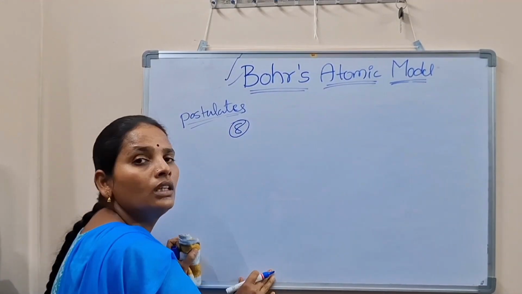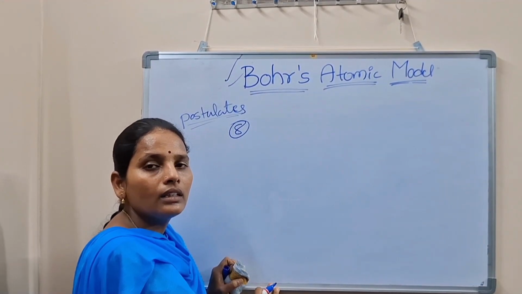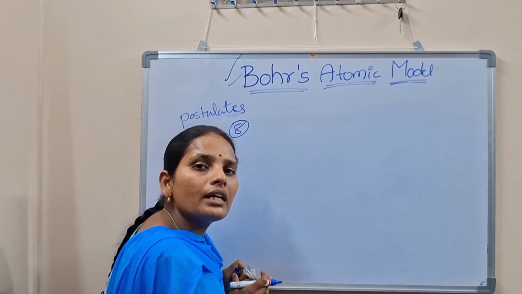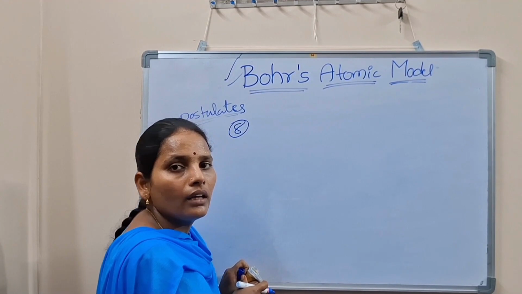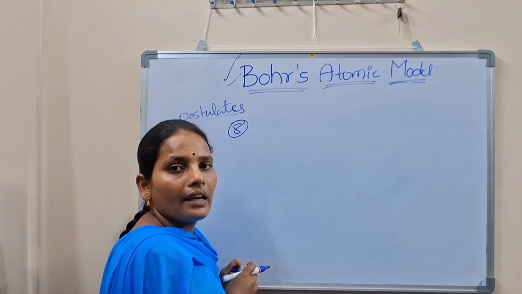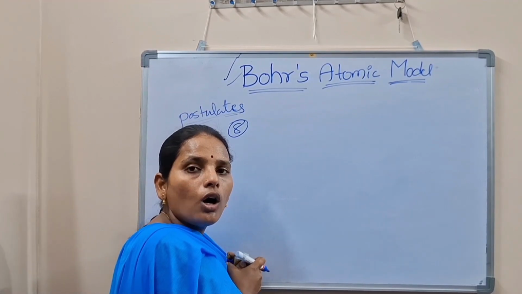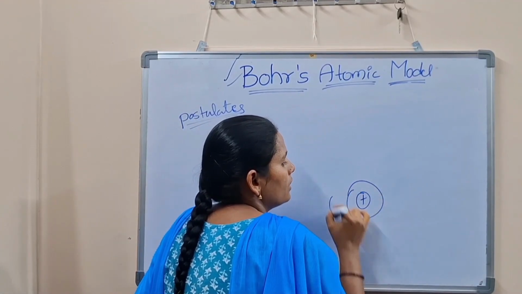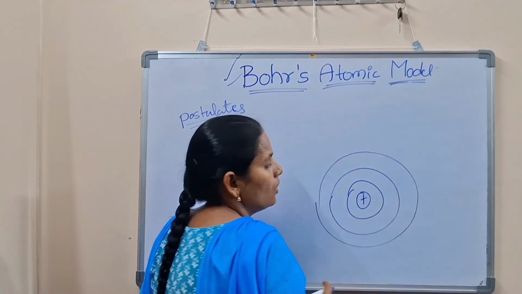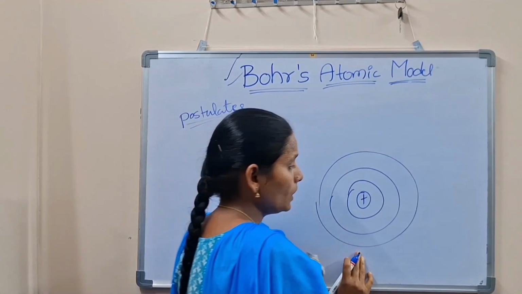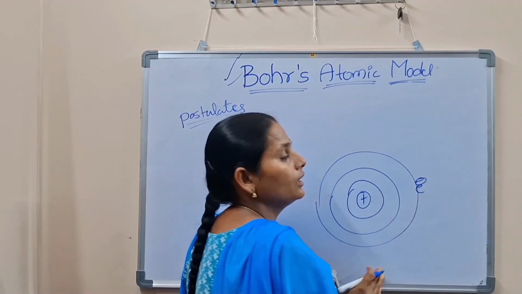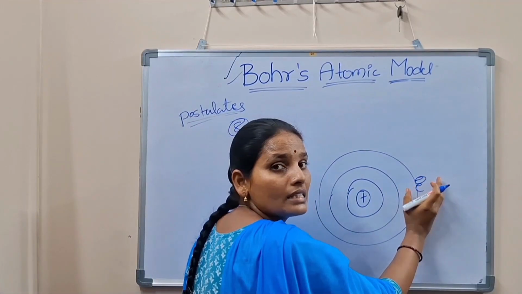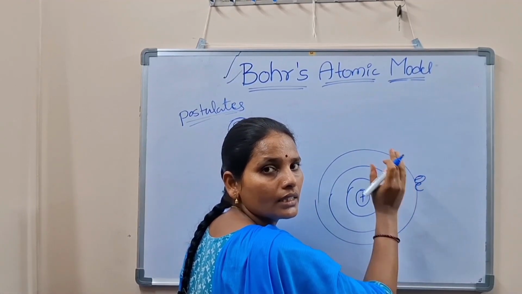Next postulate is the eighth one. Here the electron does not change its energy during the revolution. It changes its energy while it is excited or de-excited. See the point. This is the nucleus, these are the orbits, and this is an electron. It does not change energy by itself. When it is in a stationary orbit, it does not change its energy.